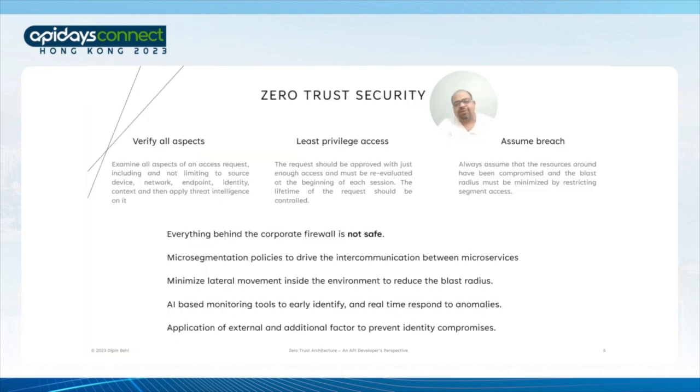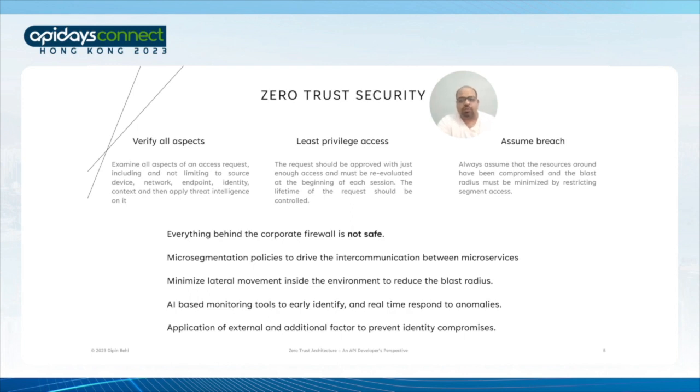Now, there are three major principles of zero trust security, the first of which is to verify explicitly, which means that we must verify all aspects of an incoming request, such as the device it originated from, the identity it bears, the network it comes from, and the endpoint it's targeted to. After looking at all this information, we must apply our threat intelligence to see if we really need to serve this request or not.